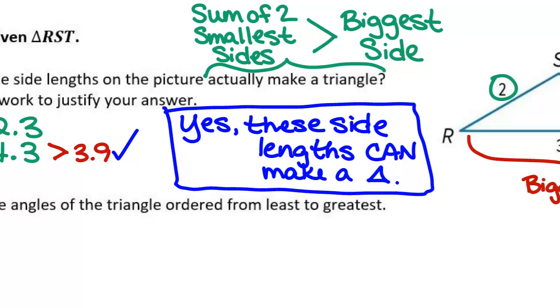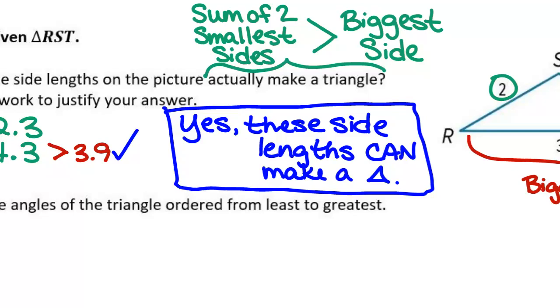But now, let's see, now these are still my two smallest sides. When I put the two smallest sides together, it's bigger than my third side, and that means that I can make a triangle out of it. So that's what's going on with that. That's why we add the two smallest sides together. If that third side is too big, I can't make a triangle.